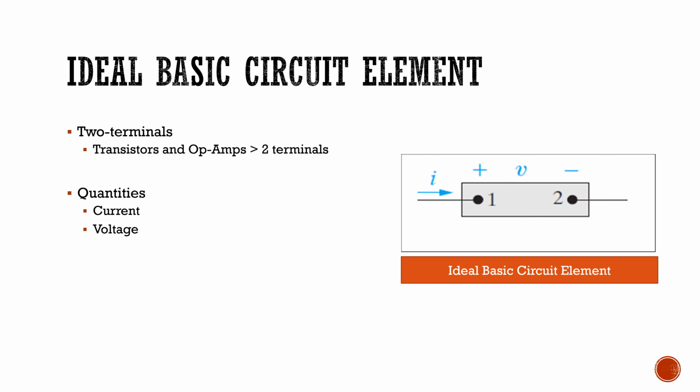2, an ideal basic circuit element is described mathematically in terms of current and/or voltage. And 3, it cannot be subdivided into other elements. Using the word ideal implies that a basic circuit element does not exist as a real physical component. We use ideal elements to model actual devices and systems.